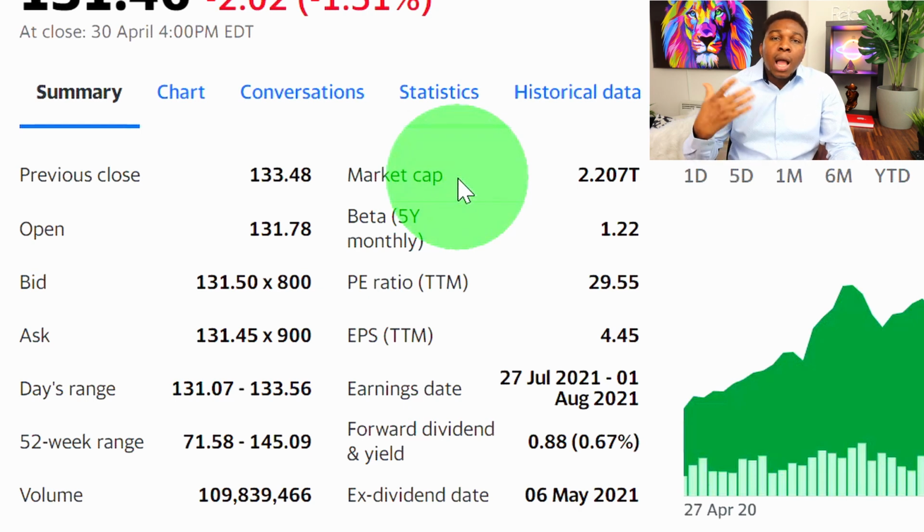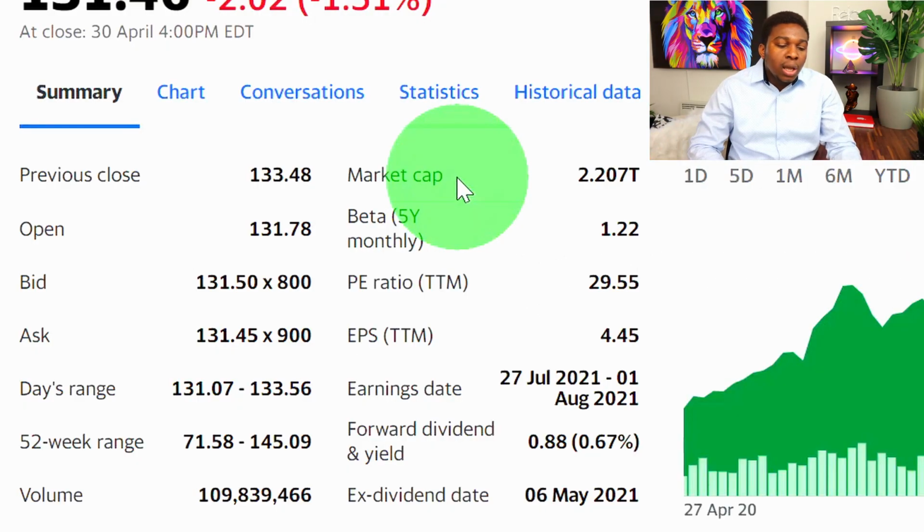The way we say that Jeff Bezos, the founder of Amazon, is the richest man in the world because he had the highest net worth. Companies too have net worth, but we don't call it net worth for companies. We call it market capitalization. So it's telling us that Apple is a $2.207 trillion company. That's huge. It's a $2 trillion company.